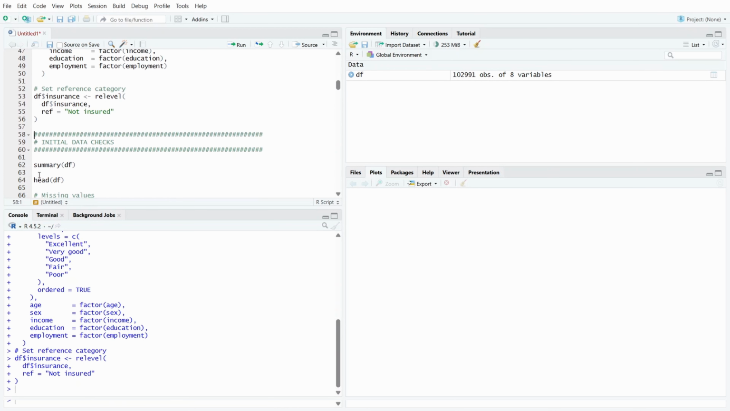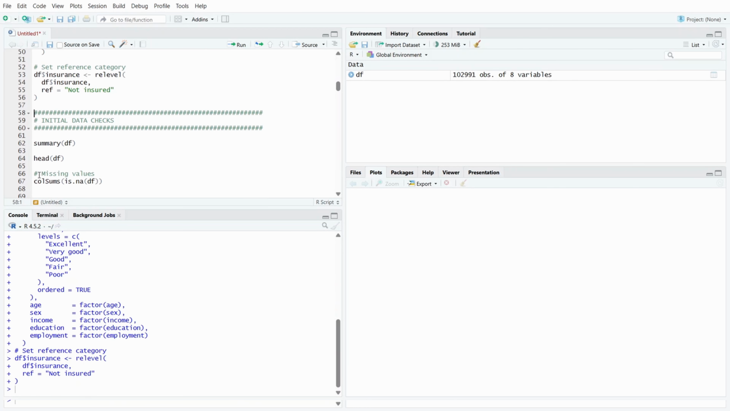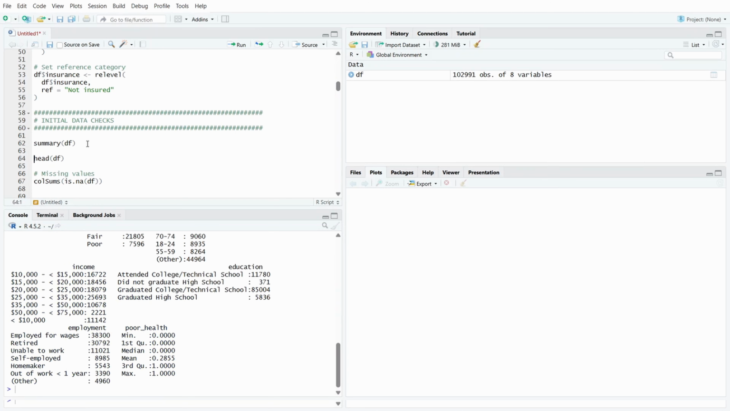And after preparing the variables, we begin performing initial quality checks on the dataset. First, we run the summary function to generate descriptive statistics and frequency summaries for all variables. This gives us an overall snapshot of the dataset and helps us identify unusual distributions or coding problems.